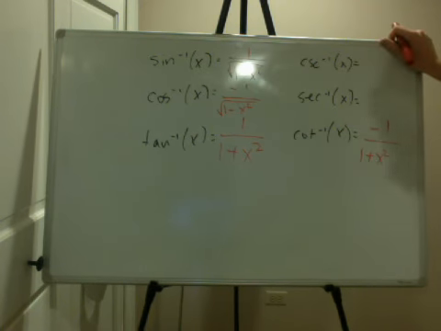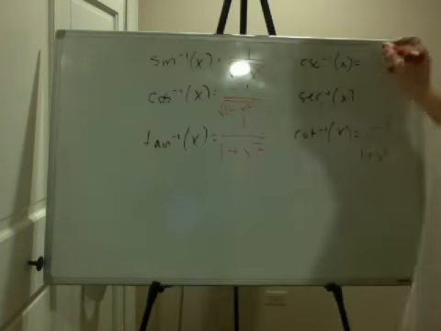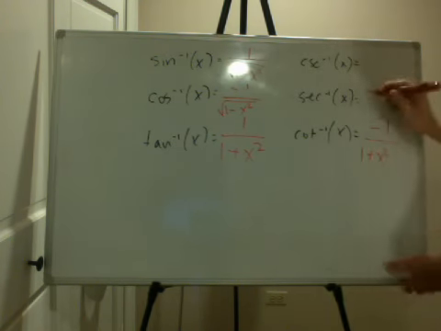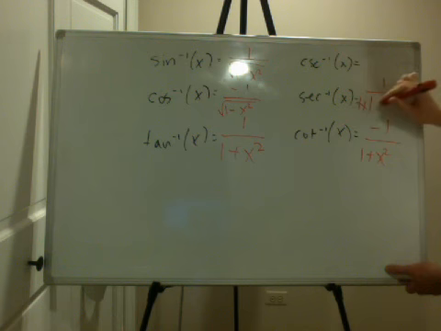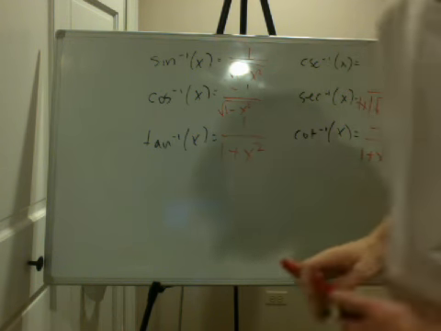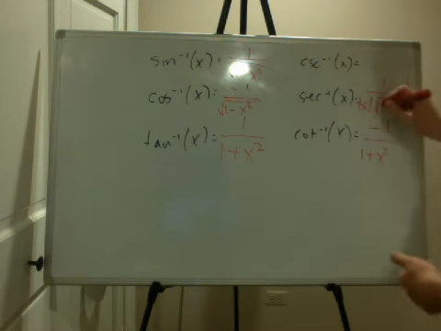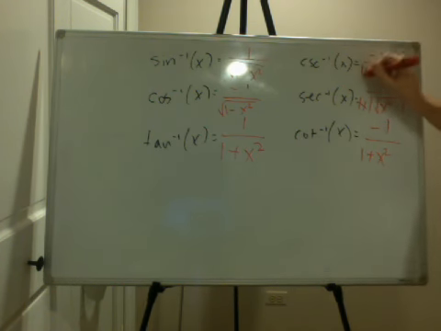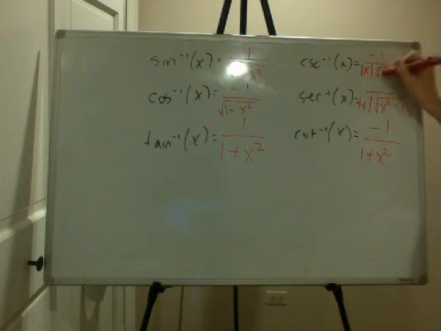Now, these last two you probably aren't going to need to know, but I'm going to write them down anyway. Starting with secant, it is 1 over the absolute value of x times the square root of x squared minus 1. And then cosecant would be the negative of that: negative 1 over the absolute value of x times the square root of x squared minus 1.